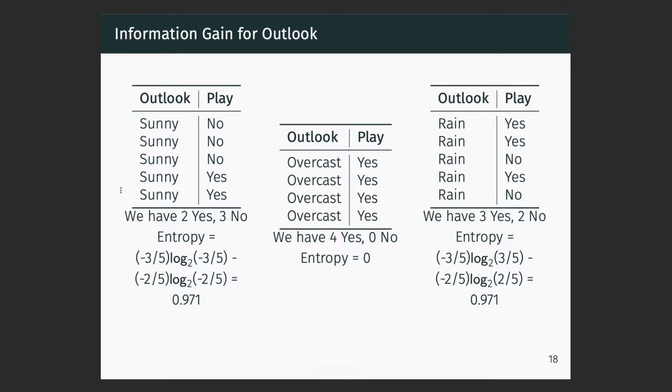On the right hand side, you basically have the formula. Once you have outlook equal to overcast, you have 4 yes, 0 no, the entropy is going to be 0, there is no disorder. And when you have outlook equal to rain, you have 3 yes and 2 no, the entropy is the same, 0.971. One very quick lesson here is it doesn't really depend on how many yes and no you have, as long as the relative distribution is the same. So the relative proportions are the same, the entropy will be the same.